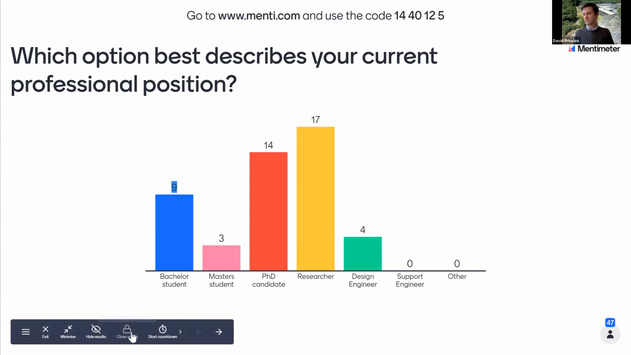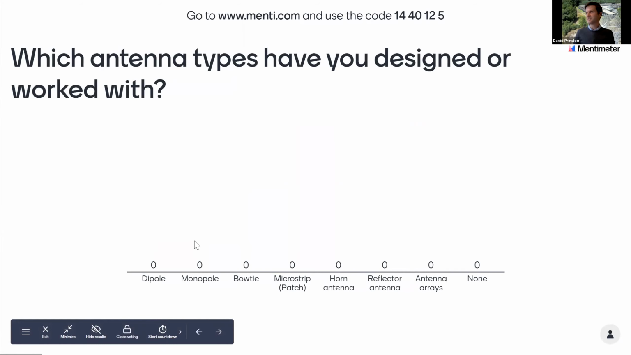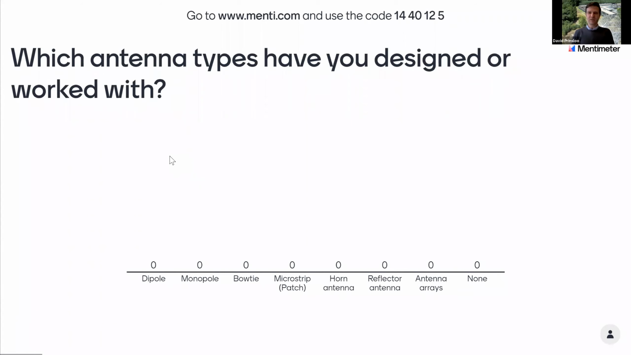I think that's nearly everyone. So I will close the voting, if that's okay, and move on to the next question. This is just to help me get a sense of how experienced you are in antennas. So have you ever worked with an antenna? Which one of them have you worked with? You can, I think, select more than one option here as well.